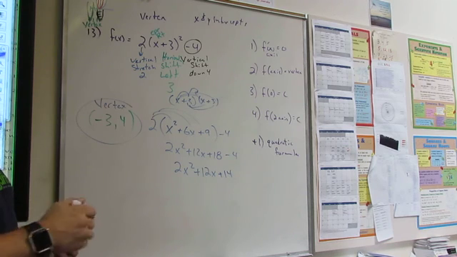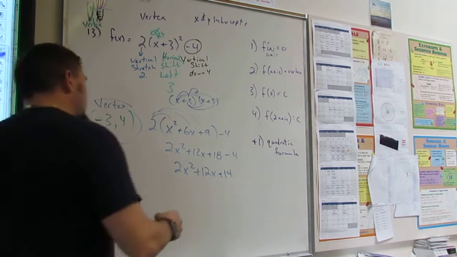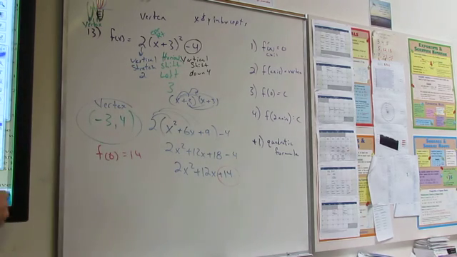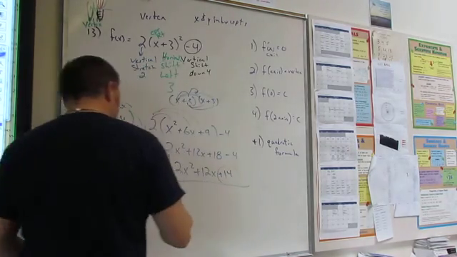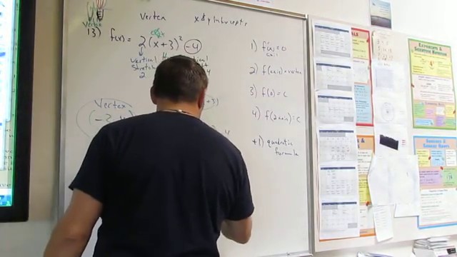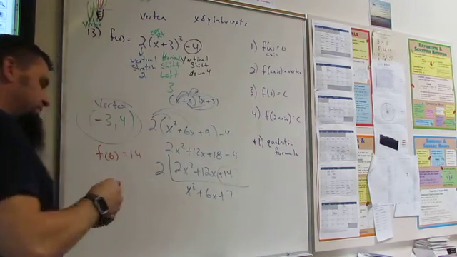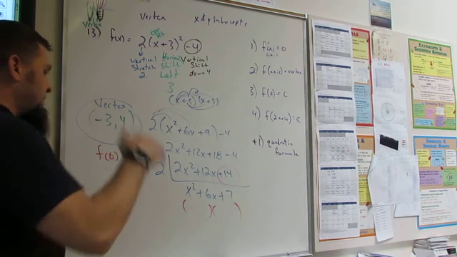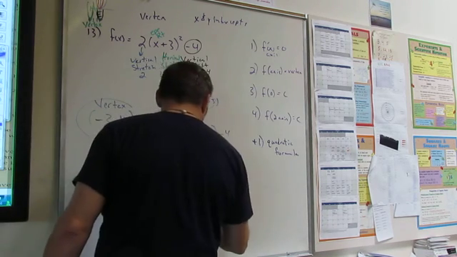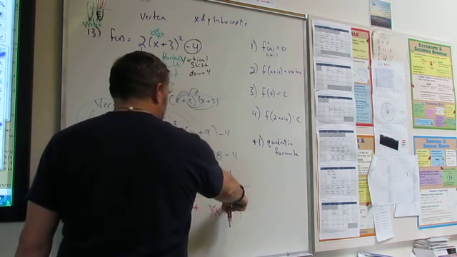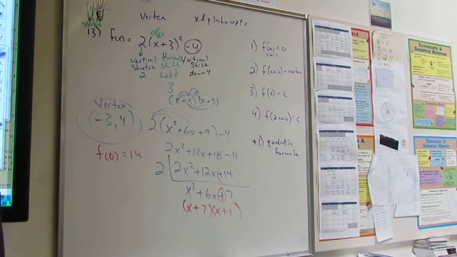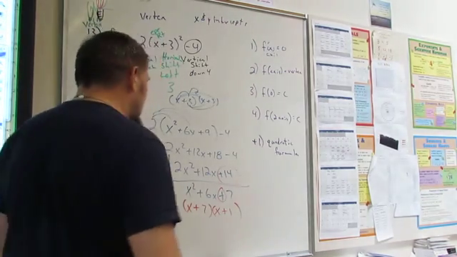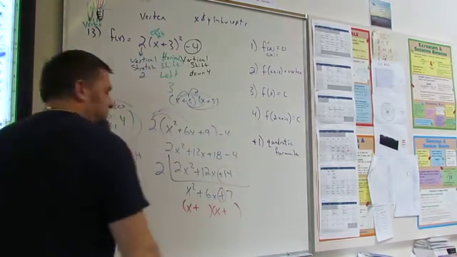So what is my y-intercept? 14. Okay. So f of 0 is equal to 14, right? And then could I factor out anything? Yeah. What? 2? So I got x squared plus 6x plus 7, right? And then can I factor? Two things that multiply to be 7 and add to be 6. Oops. That's not going to work, right? So I'm not going to be able to factor this one, right?